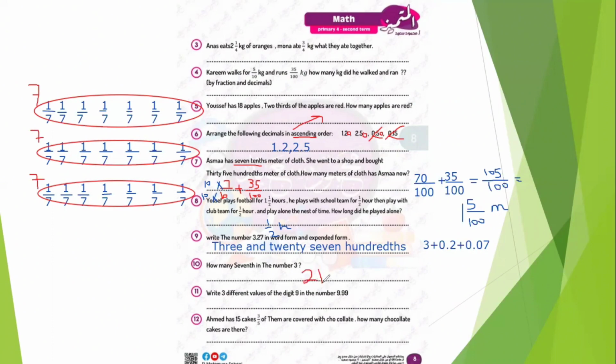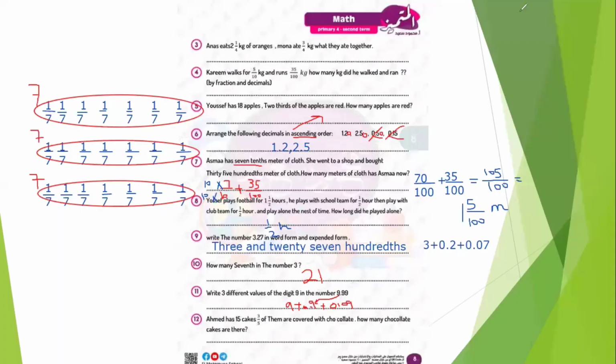11. Write 3 different values of the digit 9 in the number 9.99. The value of this 9 is 9. And the value of the second 9 is 0.9, because it's 9/10. The value of the third 9 is 0.09, because it's in 9/100.